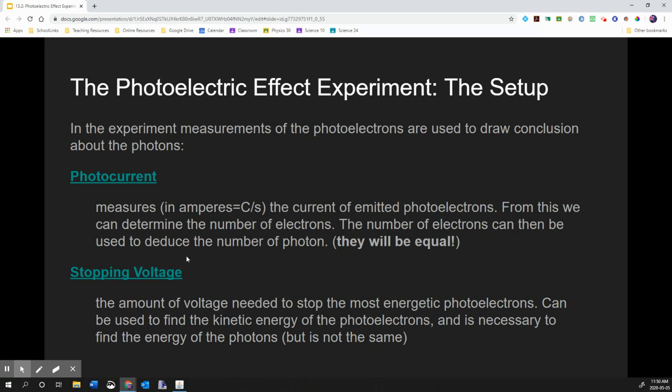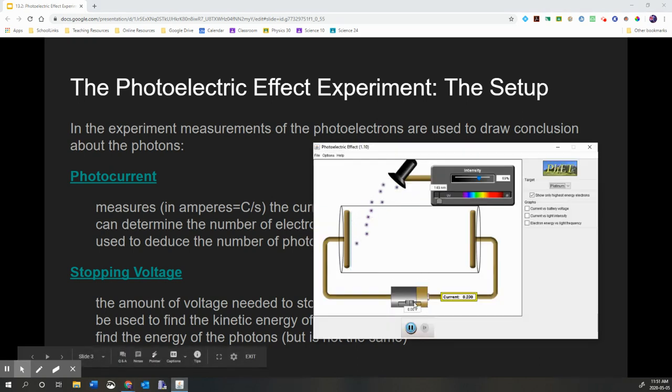Stopping voltage is something that measures the energy of the electrons. Let's go back and take a look at what the stopping voltage does then. So let's get some photoelectric effect happening. Let's just shoot really bright light with really high frequency at the plate, and we can see when we shine this ultraviolet light on the zinc plate, we get the photoelectric effect.